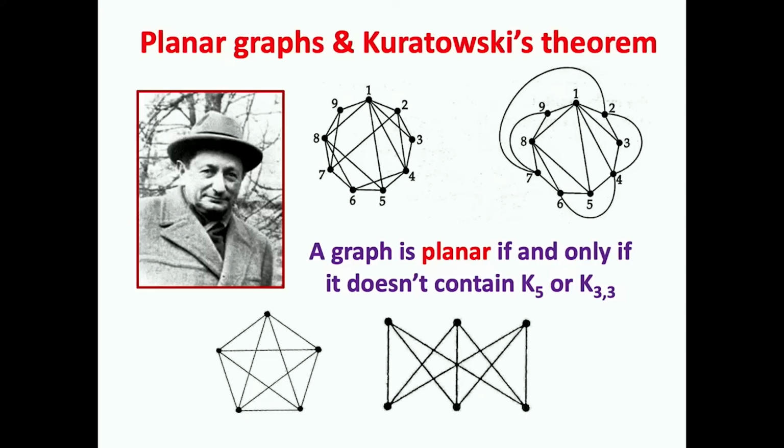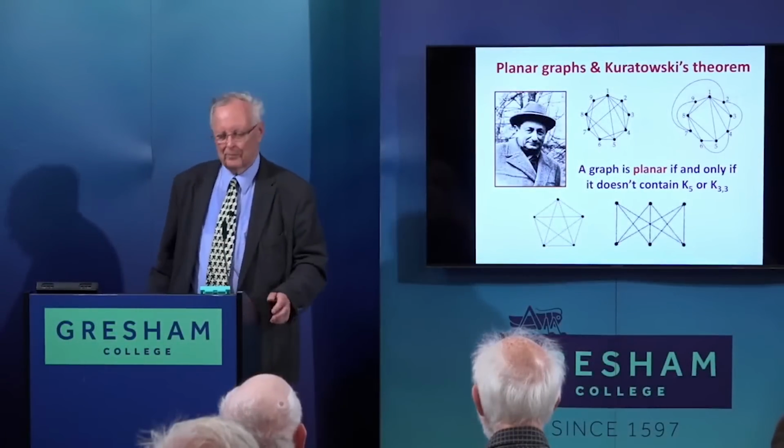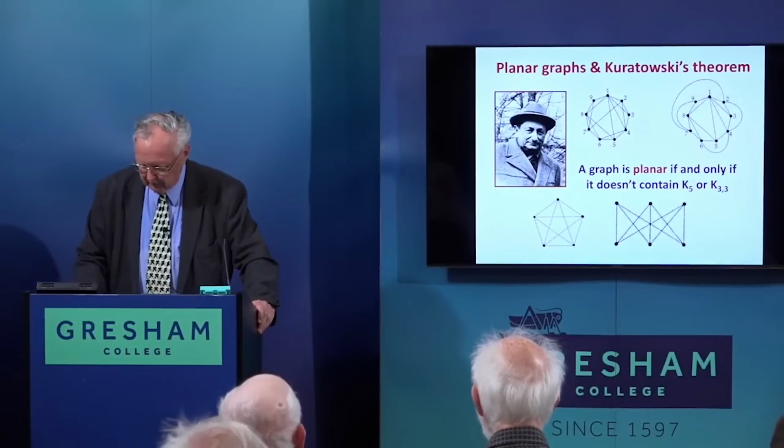But this one is not planar, and in the same way, you can show that this one is not planar. That's quite an easy thing to do as well. So these two are not planar. The important result of Kuratowski is these are essentially the only ones. If you have a graph which is not planar, then it must contain at least one of these two. And that's quite a remarkable result.